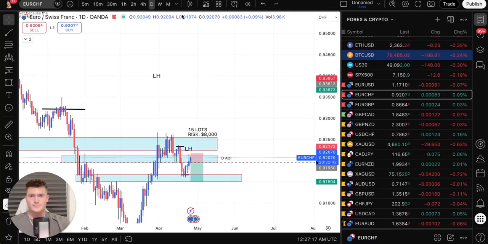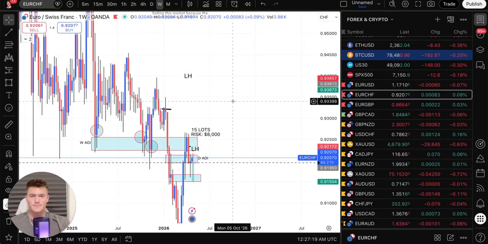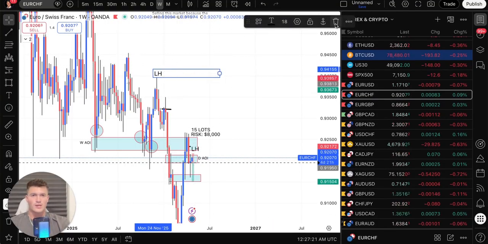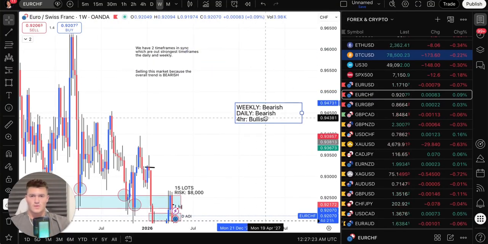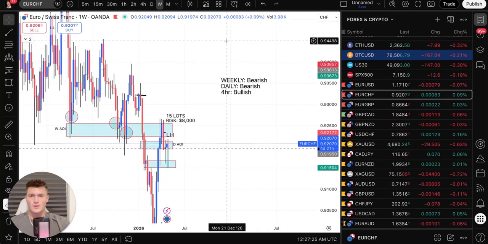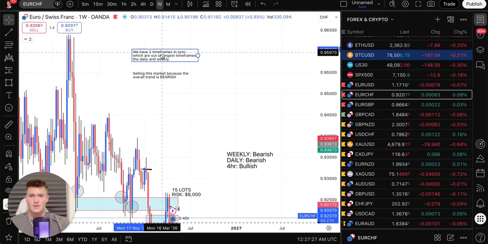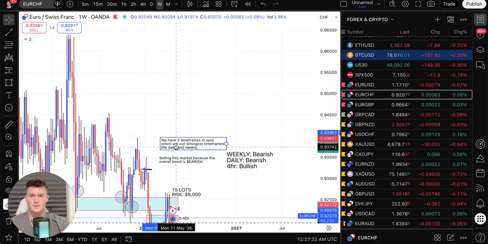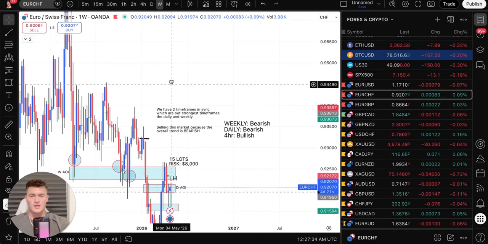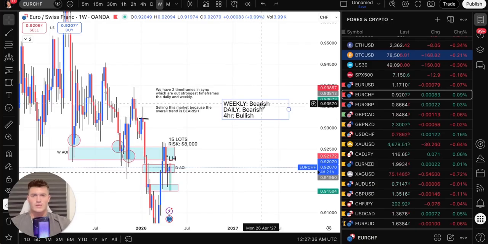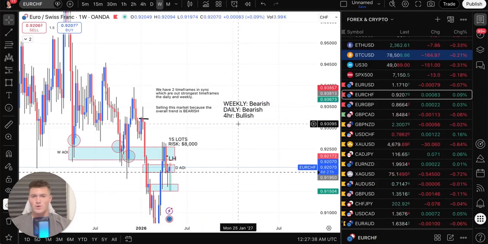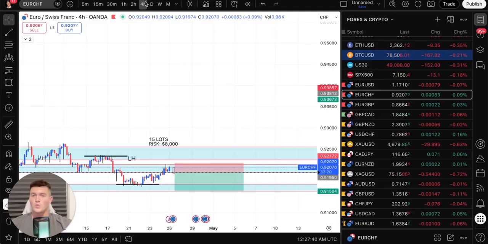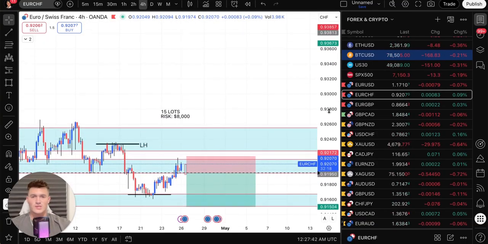So let's go here to our weekly. Let's kind of give a rundown here. Got all of our time frames. We got our weekly bearish, our daily bearish, and our 4-hour bullish. What are we waiting for? We are waiting for this candle to close.